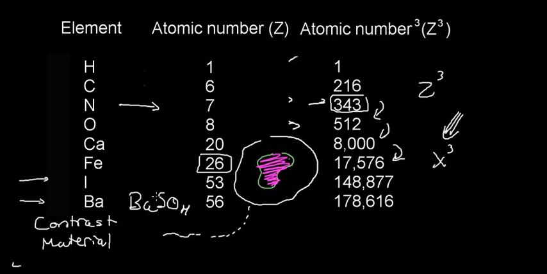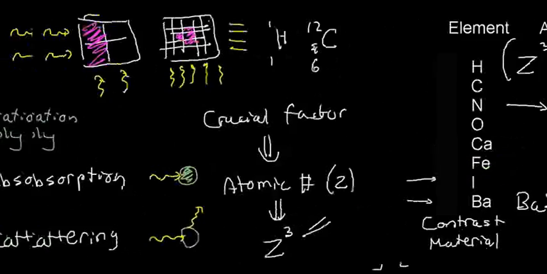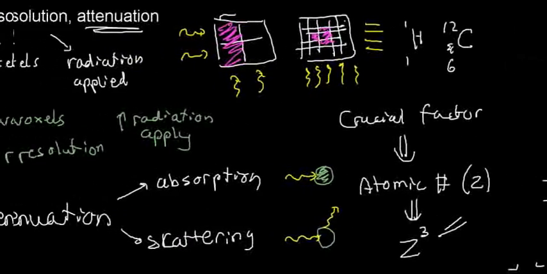This is just something you need to know, but it's something you don't need to know. But what you do need to appreciate is that the atomic number is the one factor that has the most impact on the attenuation of radiation because it's to the third power. And also we can use contrast material like, just remember one of them, iodine. We can use contrast material in CT. And we're going to keep on trucking.